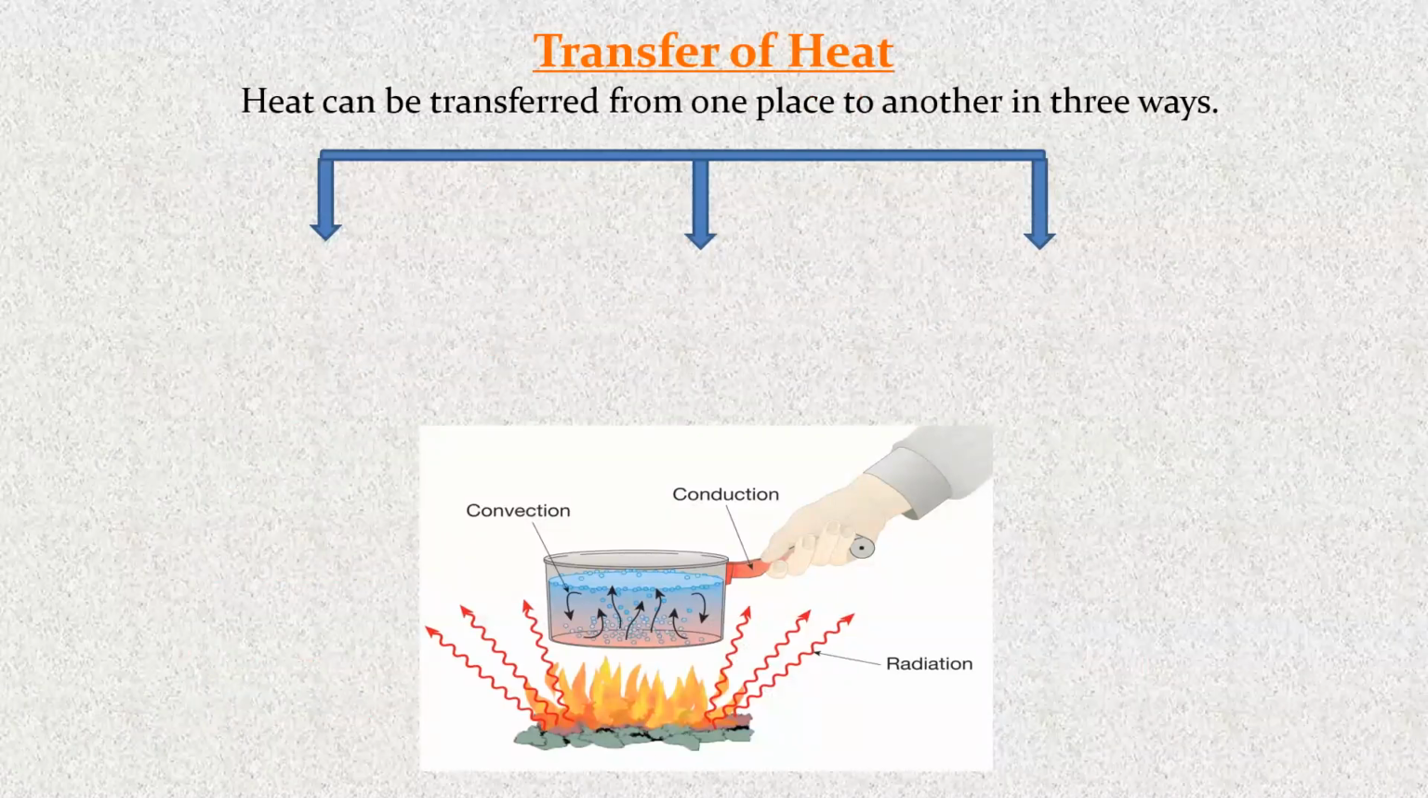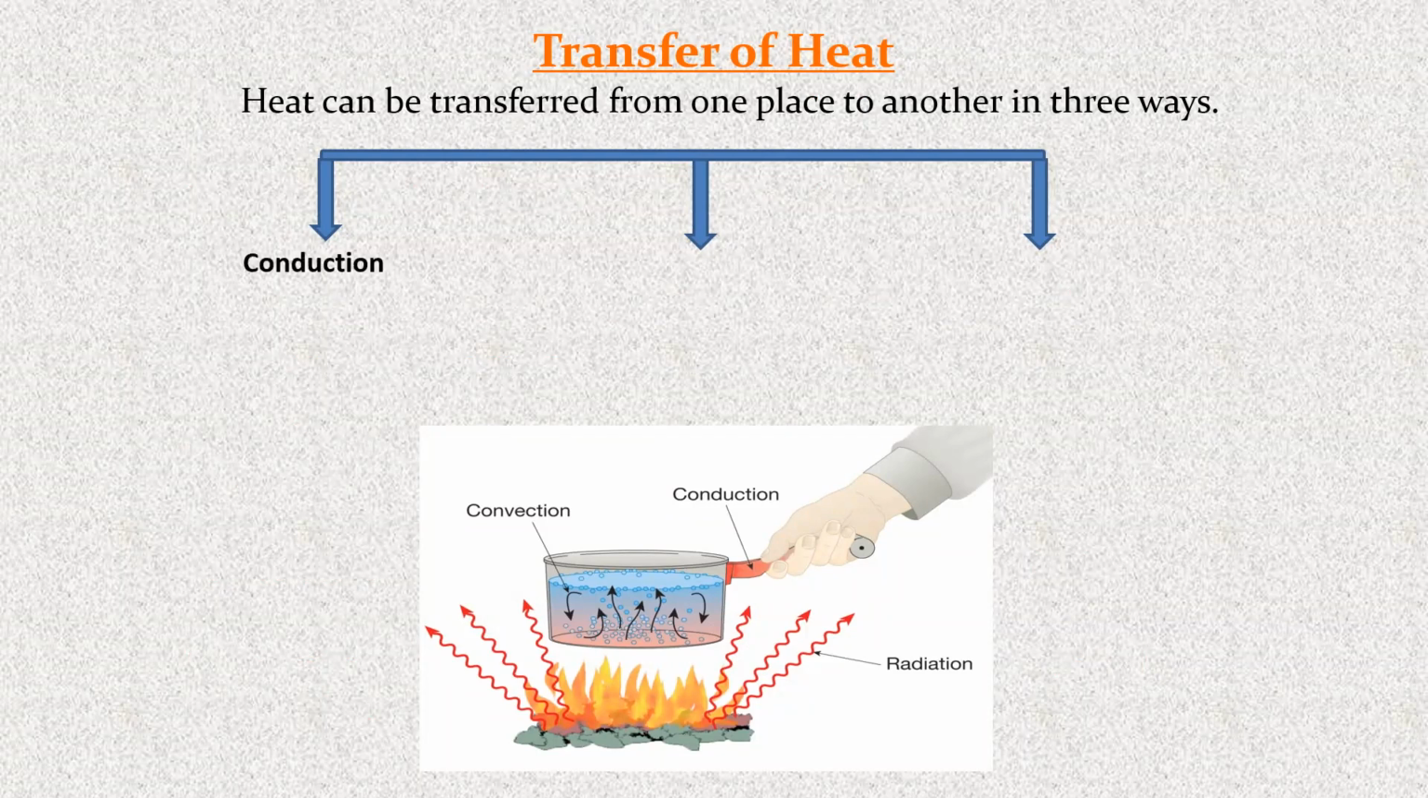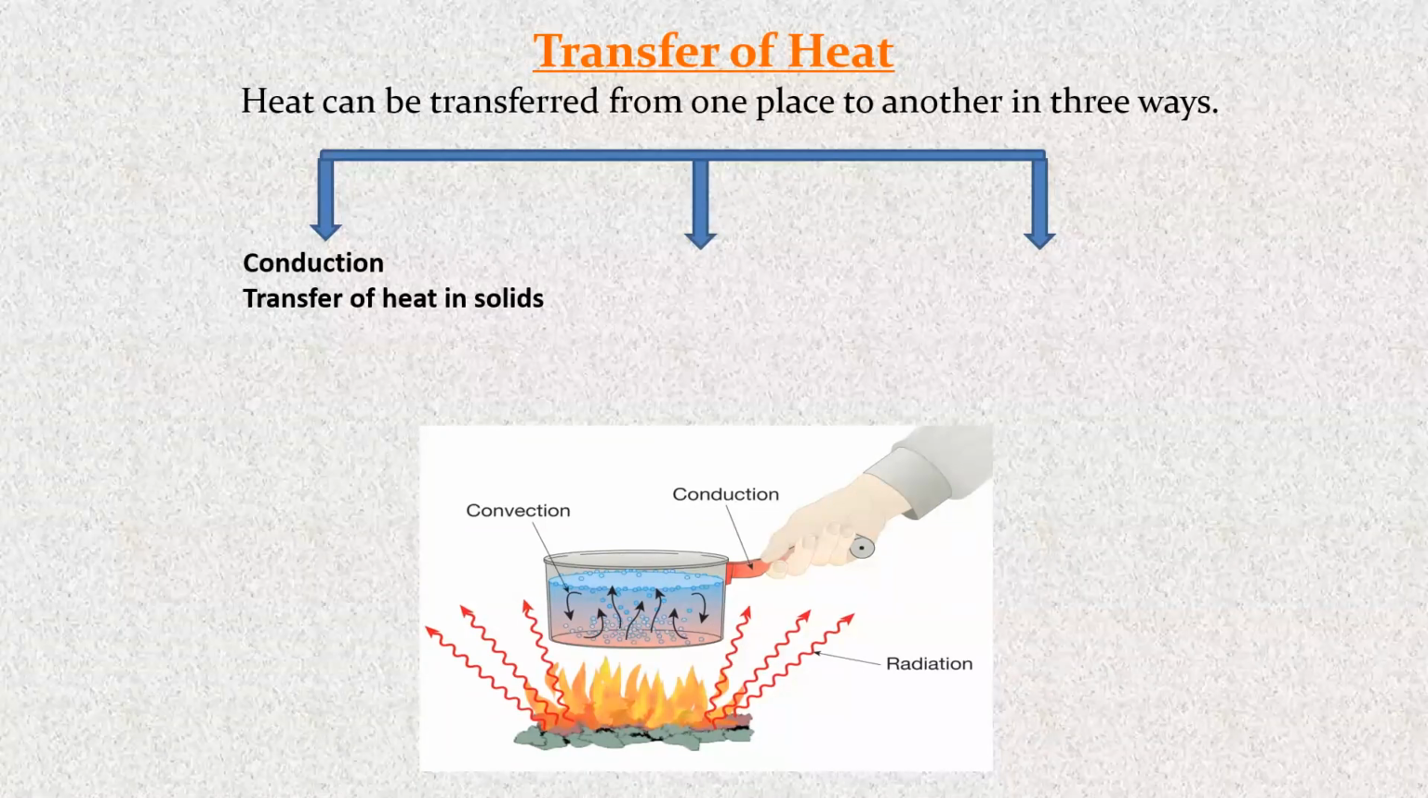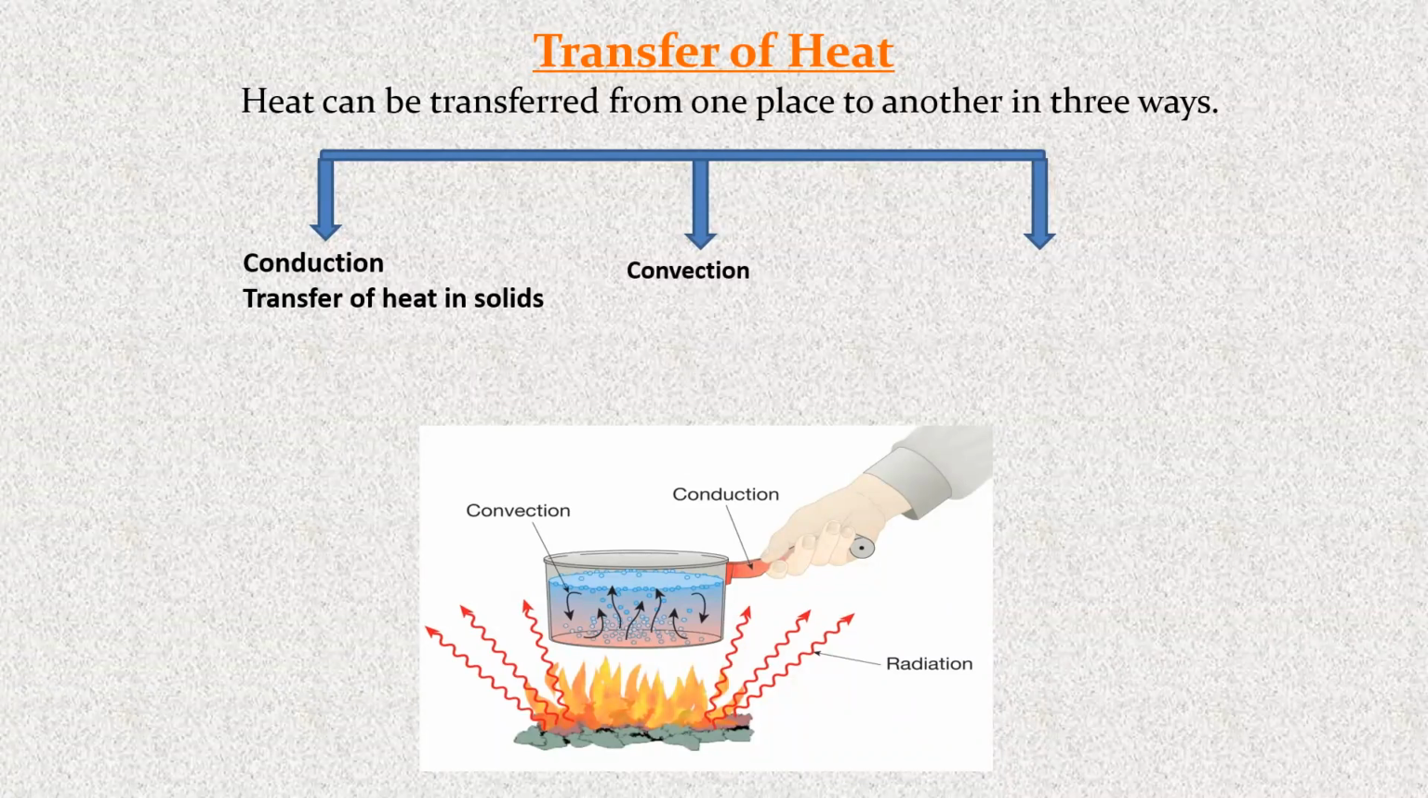Heat can be transferred from one place to another in three different ways. The first one is conduction, and conduction occurs only in solids. The three ways are conduction, convection and radiation. So conduction is the transfer of heat in solids. The second one is convection, the transfer of heat in gases and liquids.